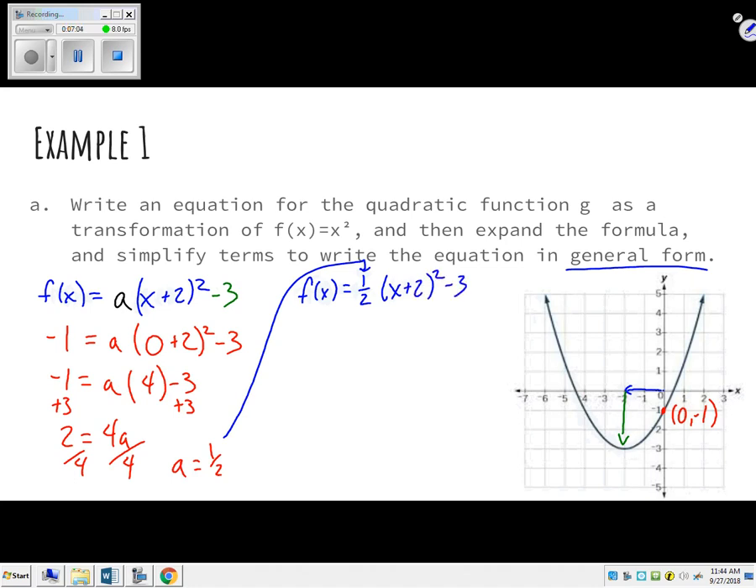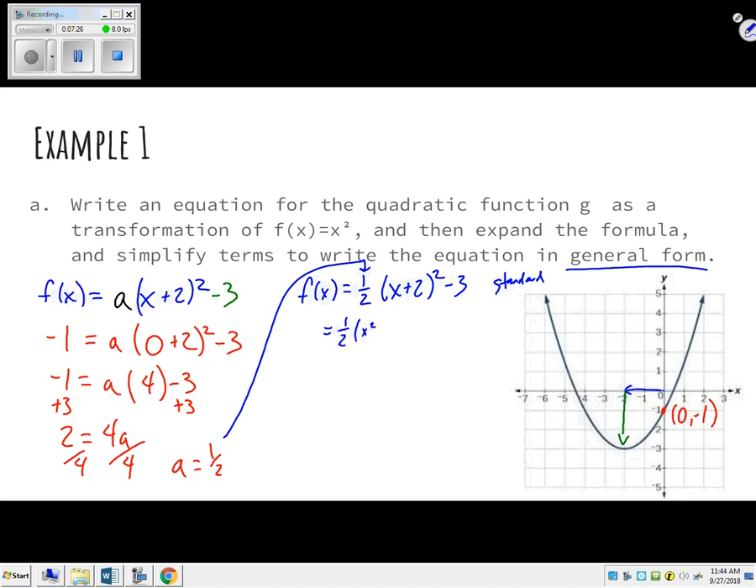Now, if it just wants this in standard form, I'm done. This is my standard form, or my vertex form. But it wants it in general form. It doesn't want any parentheses. It wants it in that nice ax squared plus bx plus c form. So what I'm going to have to do is simplify it. I need to expand this binomial.